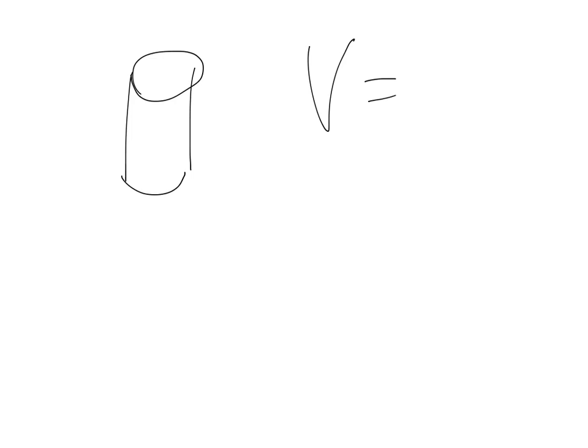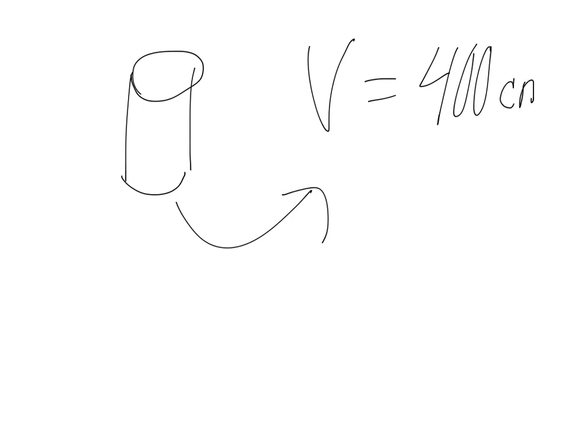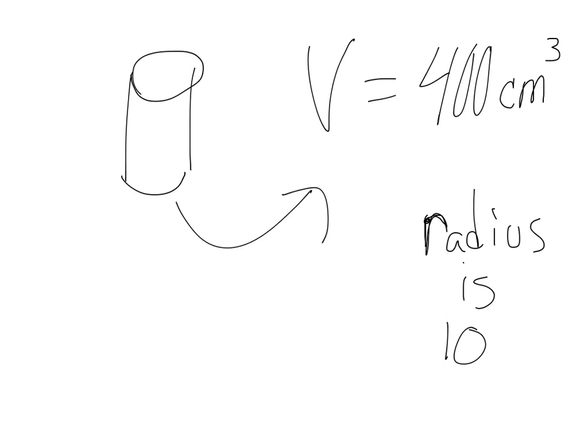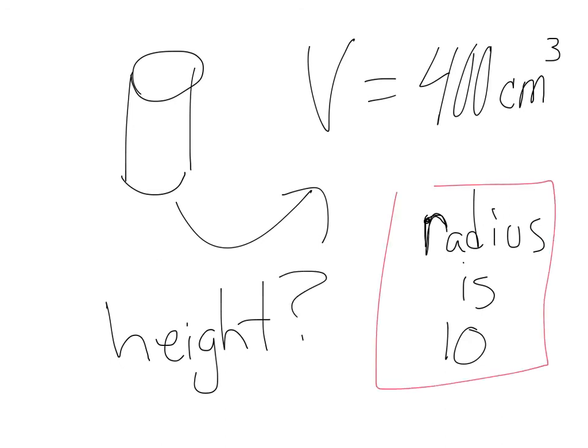Okay, easy enough. You try one. I'm adding a degree of difficulty because I think you can handle it. The volume of this here object, this cylinder, is 400 centimeters cubed, or cubic centimeters. The radius is, let's go for a nice even 10. Go ahead and find the height. What is the height given that the radius is 10 and the volume is 400 cubic centimeters?